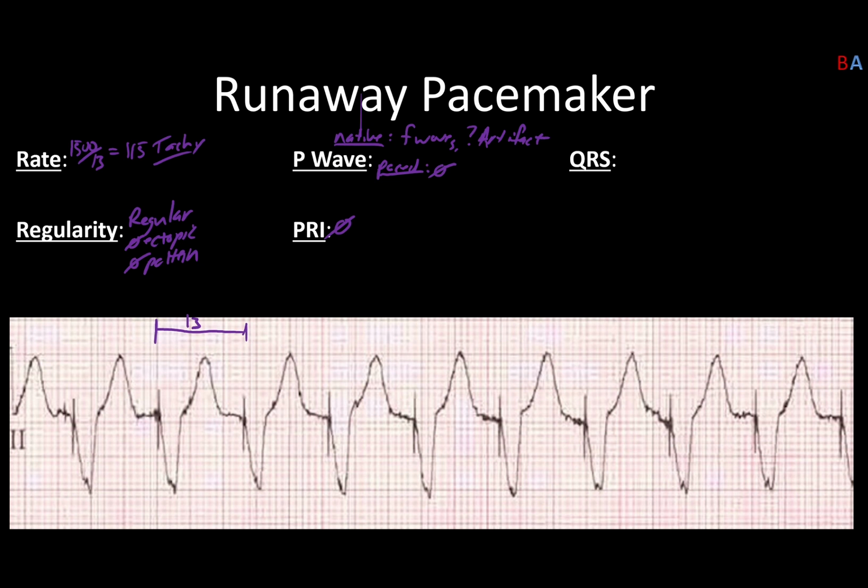As for the QRS, now they're all paced beats, so we don't have anything native. As for our paced beats, they're wide QRSs, they're tall, and tall. If I measure these out, 1, 2, right at 3 or so.